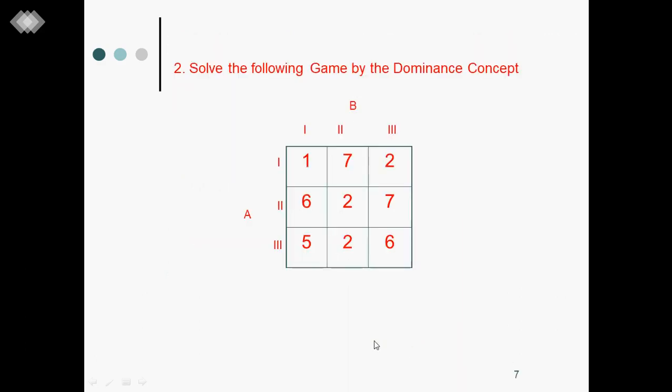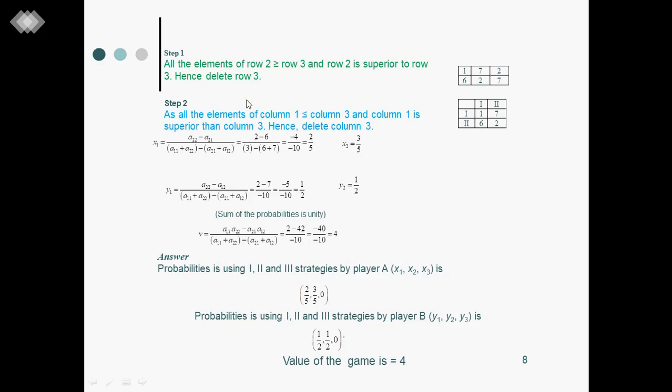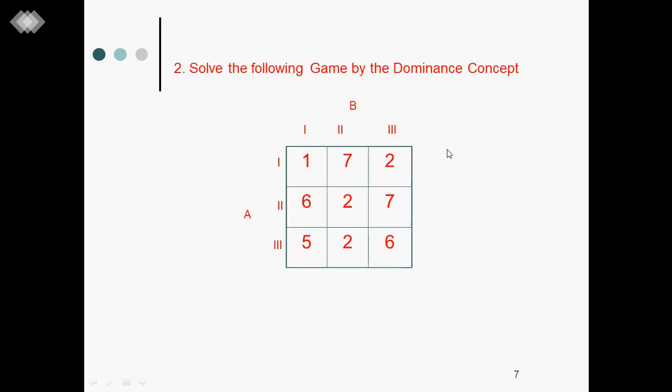Now let us take one more numerical. Solve the following game by the dominance concept. A has 3 strategies, B has 3 strategies. Let us check whether maximin and minimax are equal or not, so that at least you can guess the value of game. No, so it is not so in general.